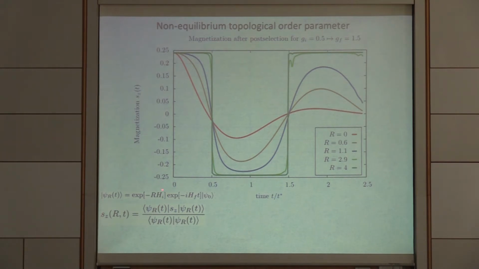So mathematically, it just means that you propagate your wave function in imaginary time. Physically, it means that if the state has high energy, you just disregard it. So you analyze sigma z only if energy is small, smaller than some threshold. And this R kind of sets this threshold.